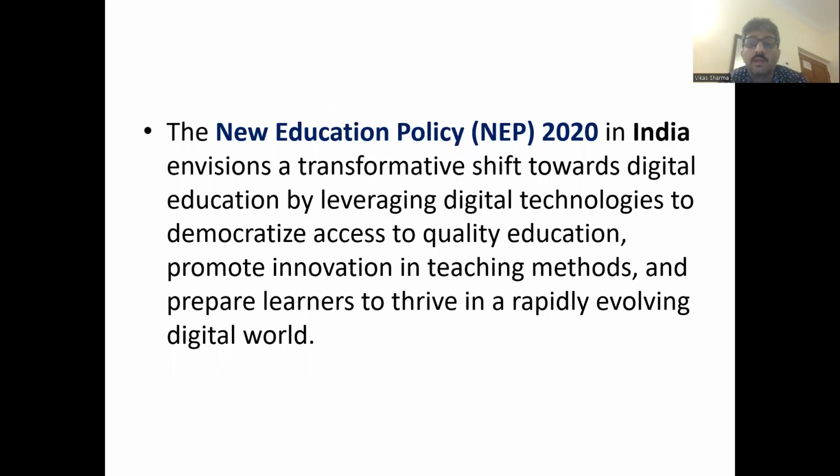So now even the new education policy, given by the Honorable Prime Minister and the Parliament of India, envisions a transformative shift towards digital education by leveraging digital technology to democratize access to quality education, because that is very important. Digitally we can reach the far flung areas, where the teacher is not reaching because of some physiographic issue, if the internet accessibility is there.